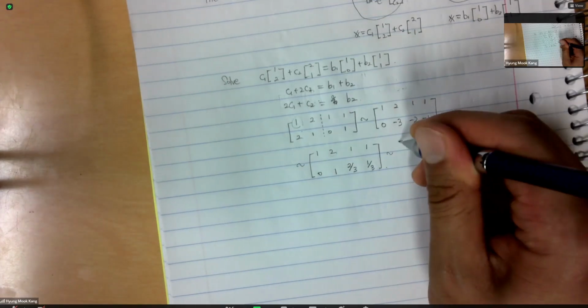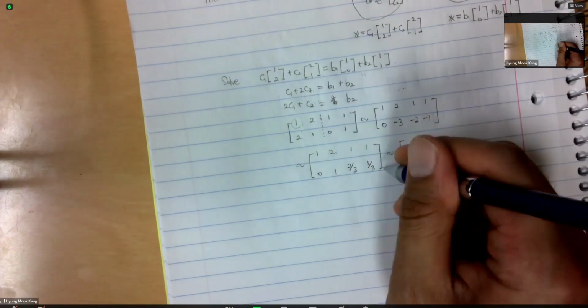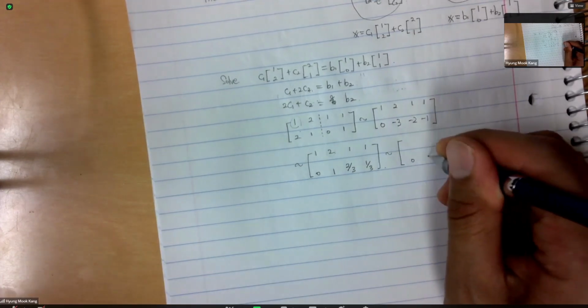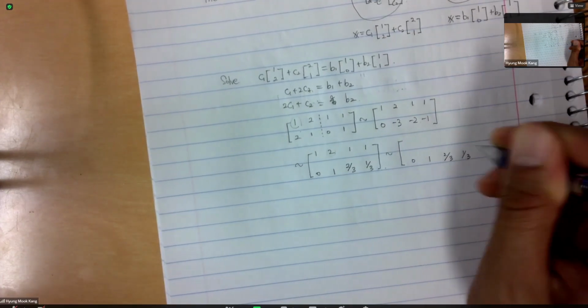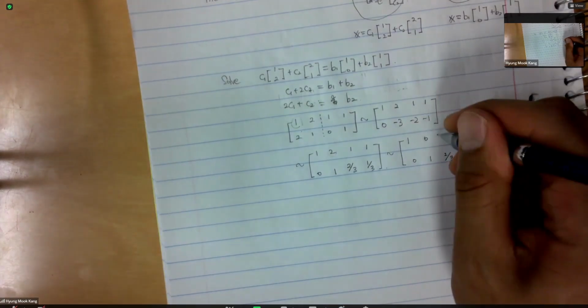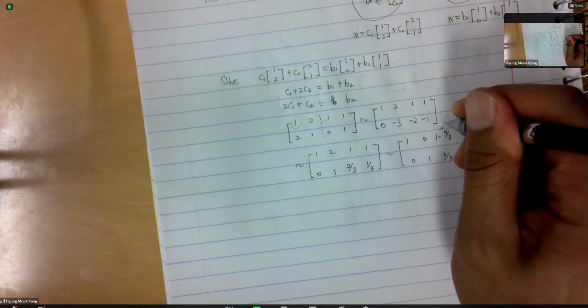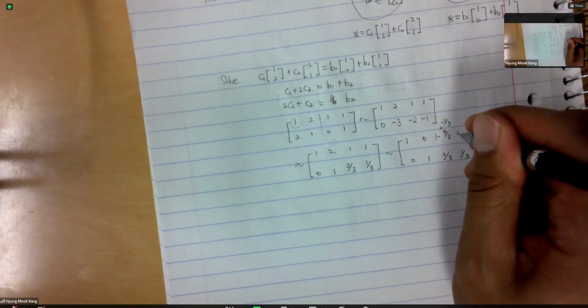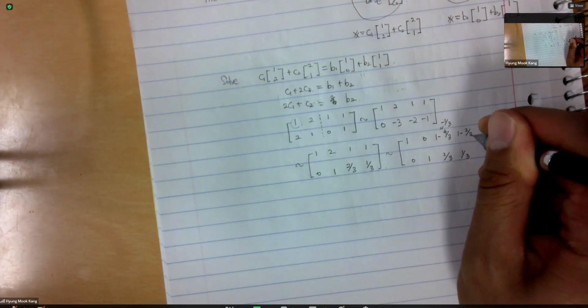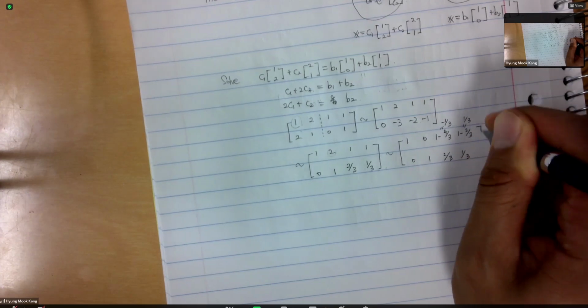Now we want to eliminate this 2 here. So we want to multiply the second row by -2 and add to the first row. Second row as it is. 1 and 2 goes away. 1 minus 2 times 2 over 3 is 1 minus 4 over 3, which is -1 over 3. 1 minus 2 times 1 over 3 is 1 minus 2 over 3, so it's 1 over 3.